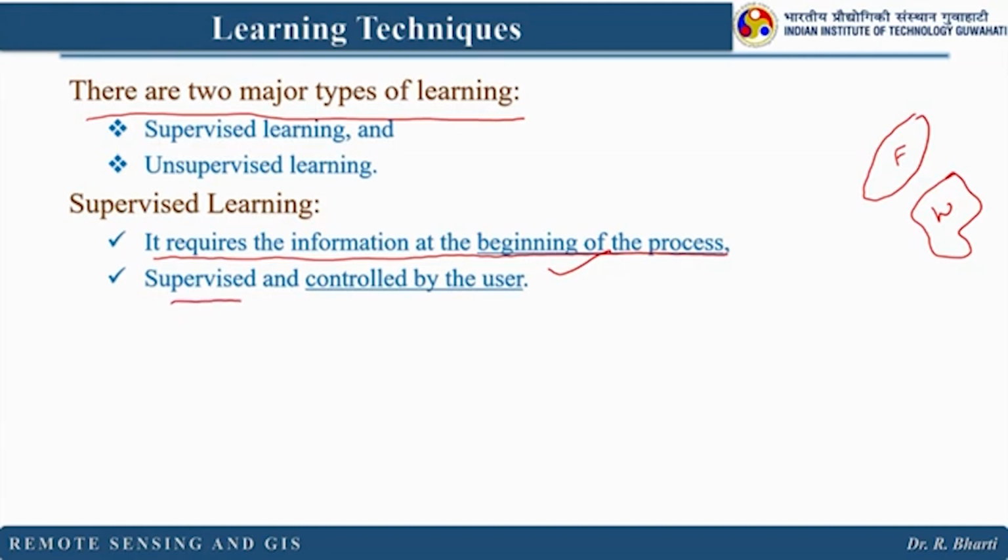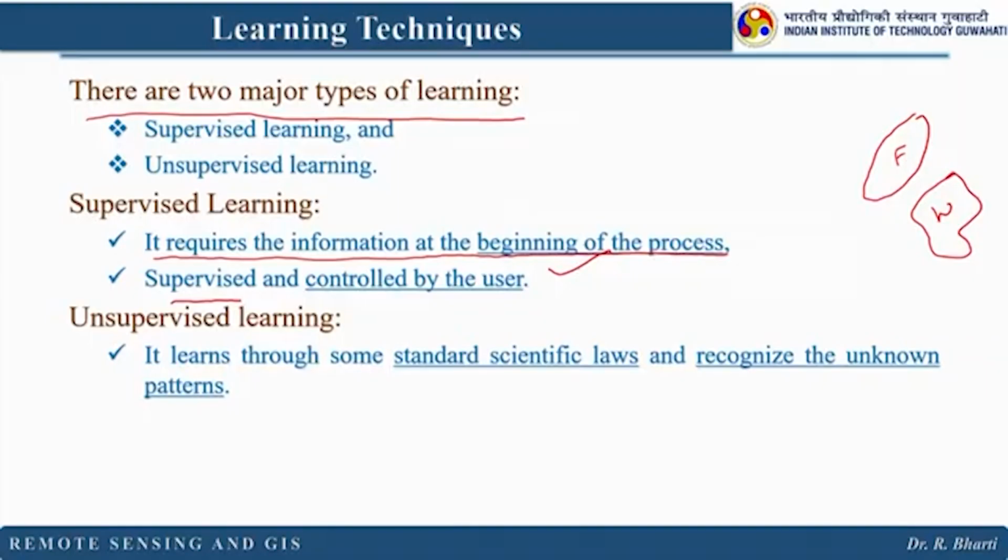But next day you have a car in front of your home and you want to drive, right? And nobody is there to teach you, but slowly you have learned. So that is unsupervised learning, right? In unsupervised learning, it learns through some standard scientific laws and recognizes the unknown patterns.